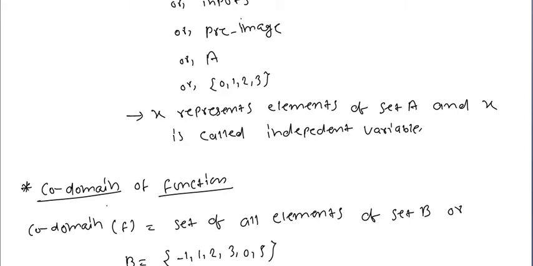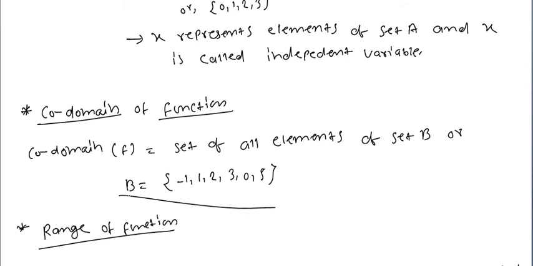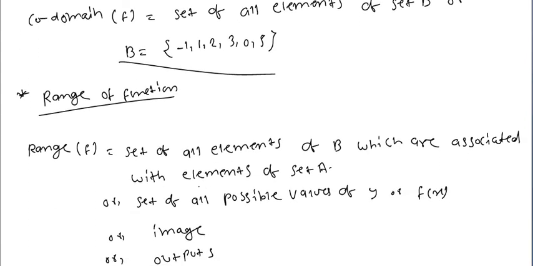Now coming to the codomain of a function. What is the codomain? The codomain of a function f is the set of all elements of set B. That is, set B has elements minus 1, 1, 2, 3, 0, 5. Thus, the codomain of a function is nothing but the set of all elements of set B, that is, B equals minus 1, 2, 1, 3, 0, 5. So, understand? Okay.